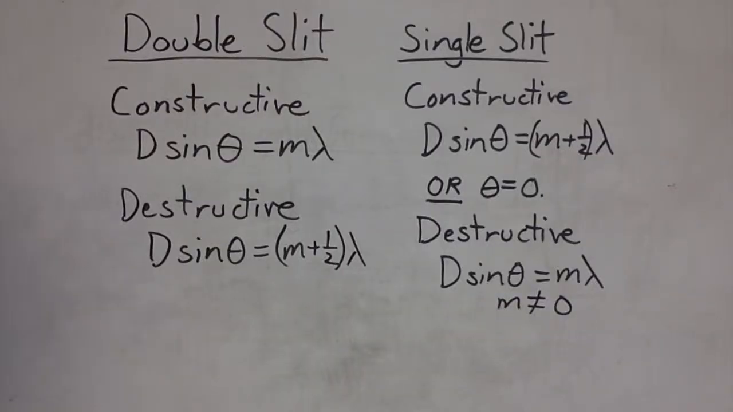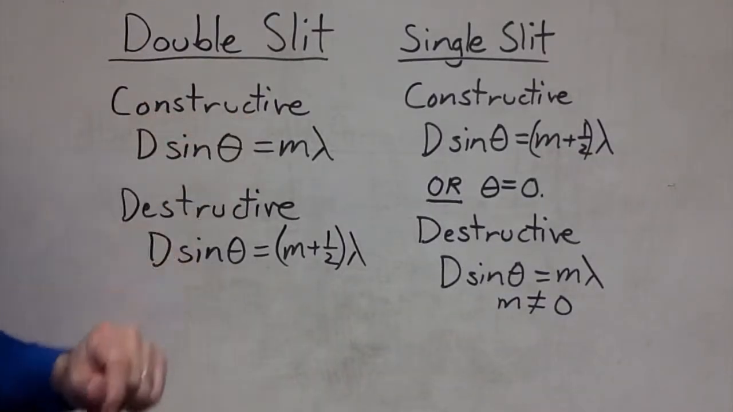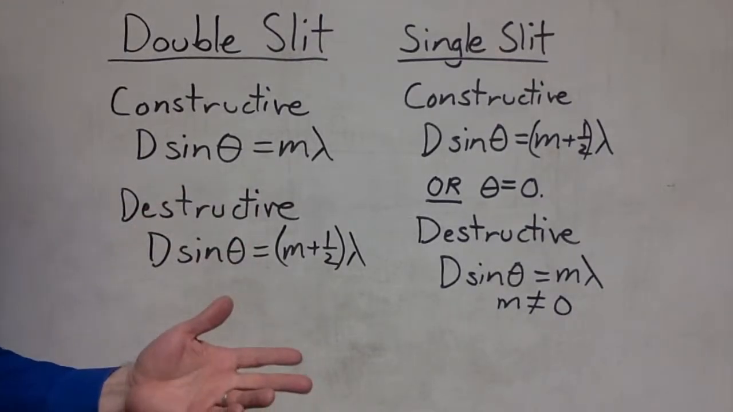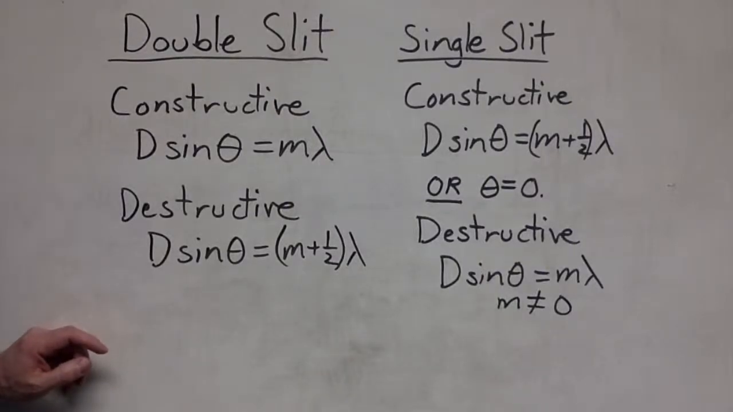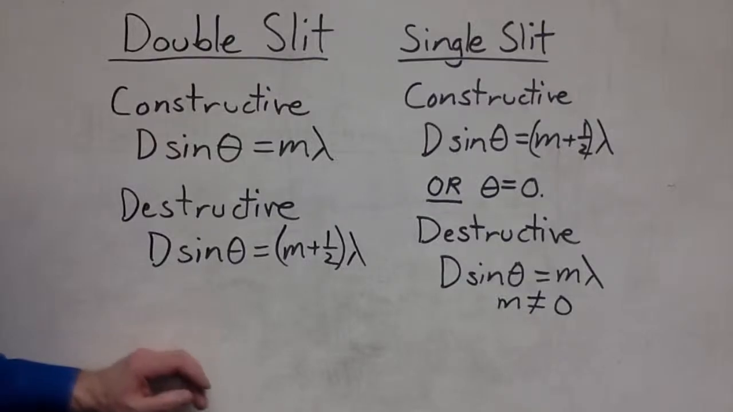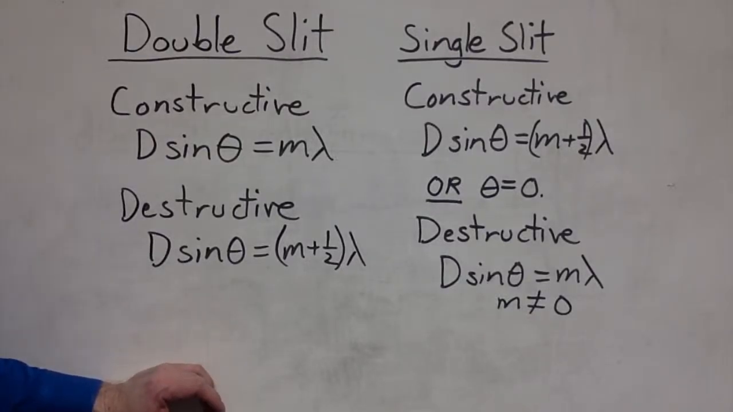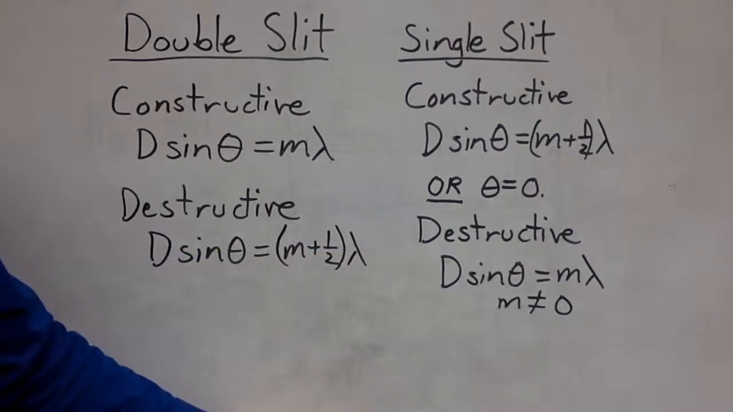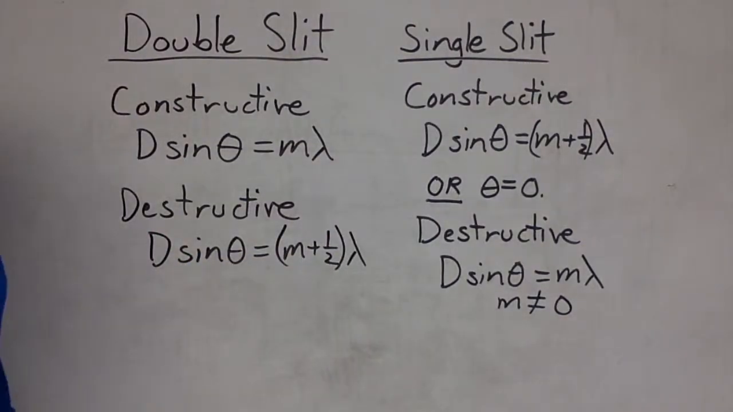To sum up, the double slit had constructive interference for d sine theta equals m lambda for m any integer, and destructive interference for d sine theta equals (m plus a half) lambda. The single slit is the other way around. Constructive is d sine theta equals (m plus a half) lambda. Destructive is d sine theta equals an integer number of waves. With the one exception, as I note, that in the dead center, where theta is 0, it's constructive interference.